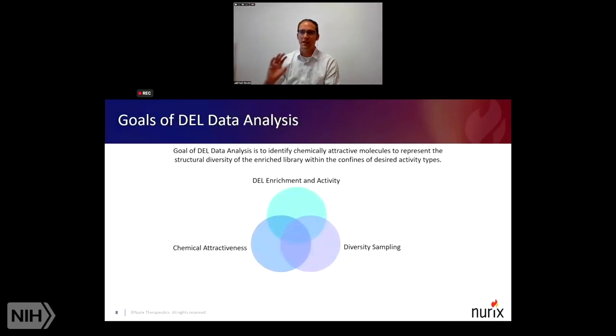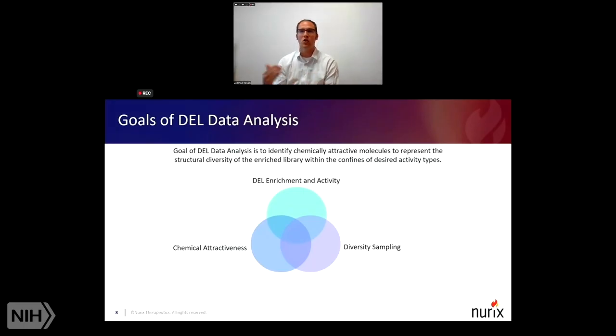And so again, the end goal of this process is going to be to identify those ligands that we want to resynthesize and then push forward into validation assays. And in doing this, we really need to balance three different components in my mind. The first is obviously the level of enrichment and the patterns of enrichment, the different selections that we have within our campaign.